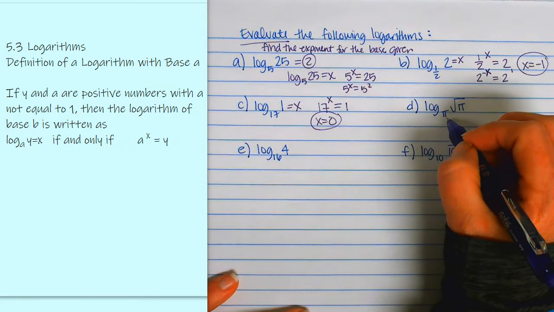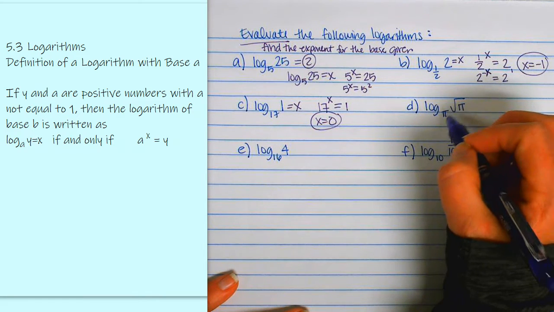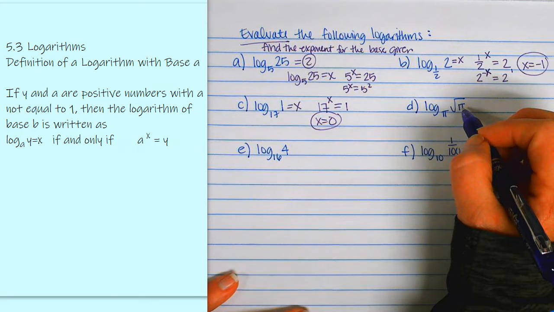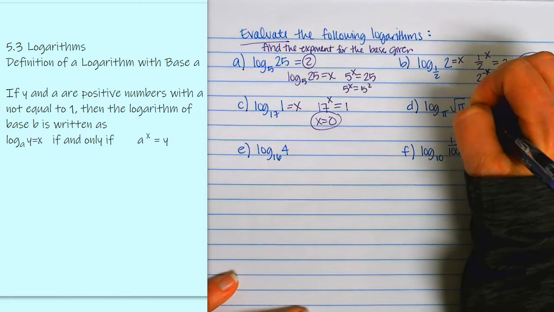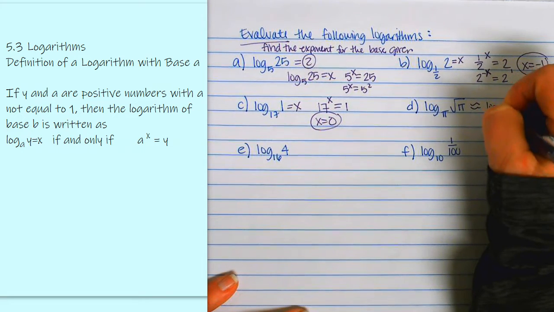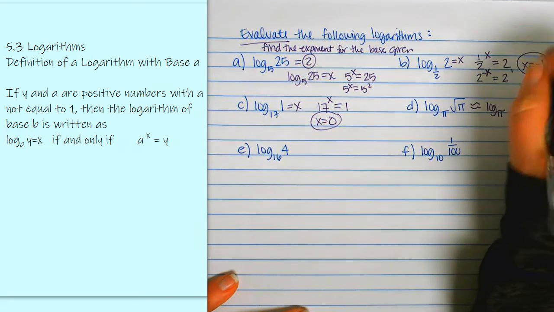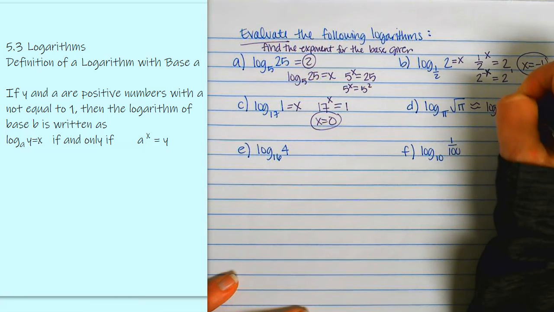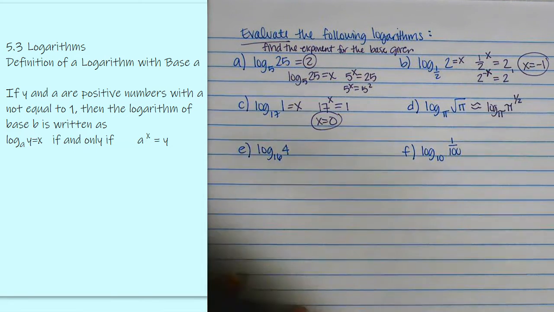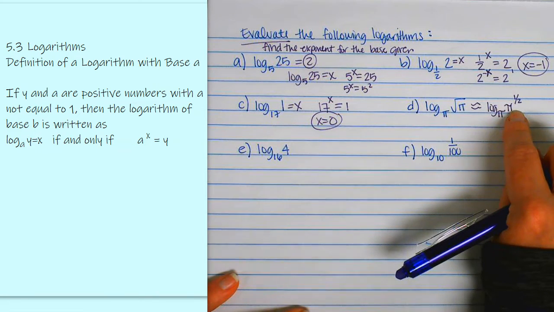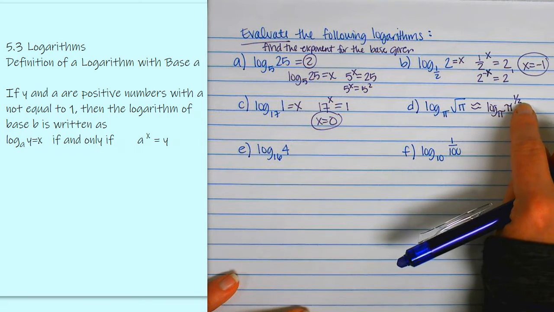For D, this is a base and an exponential. These actually will cancel each other out. But what does that mean? This can be rewritten as log base pi, and you can have anything as a base, of pi to the 1/2 power. And now you can start to see how exponentials and logarithms cancel each other out. If pi is a base and pi is the base, what is the exponent? Well, the exponent looks like an exponent in this problem. It's 1/2. So the answer is 1/2.